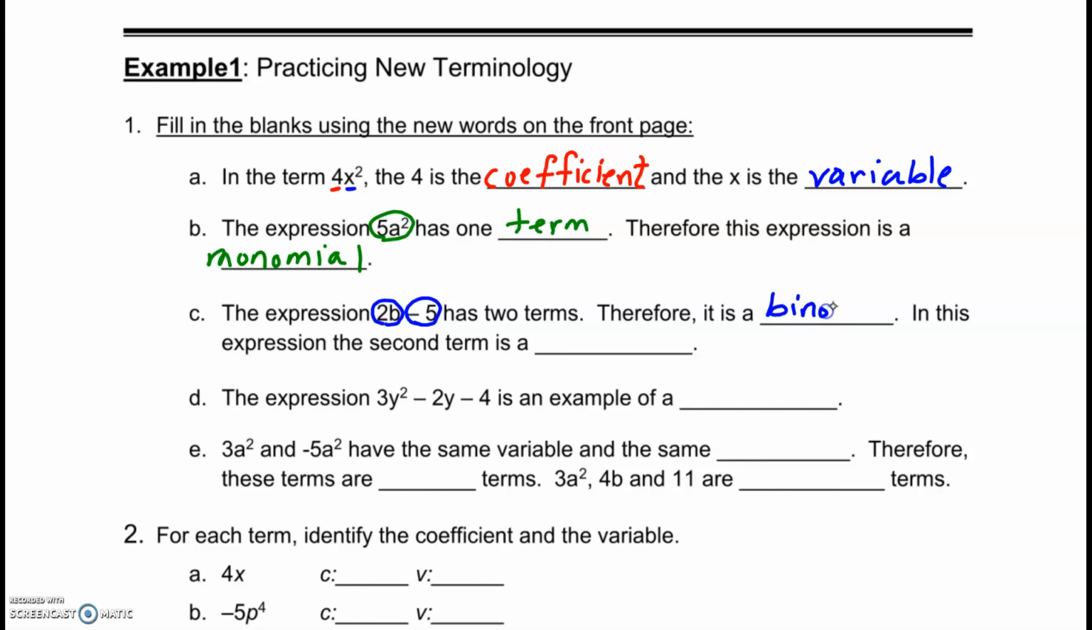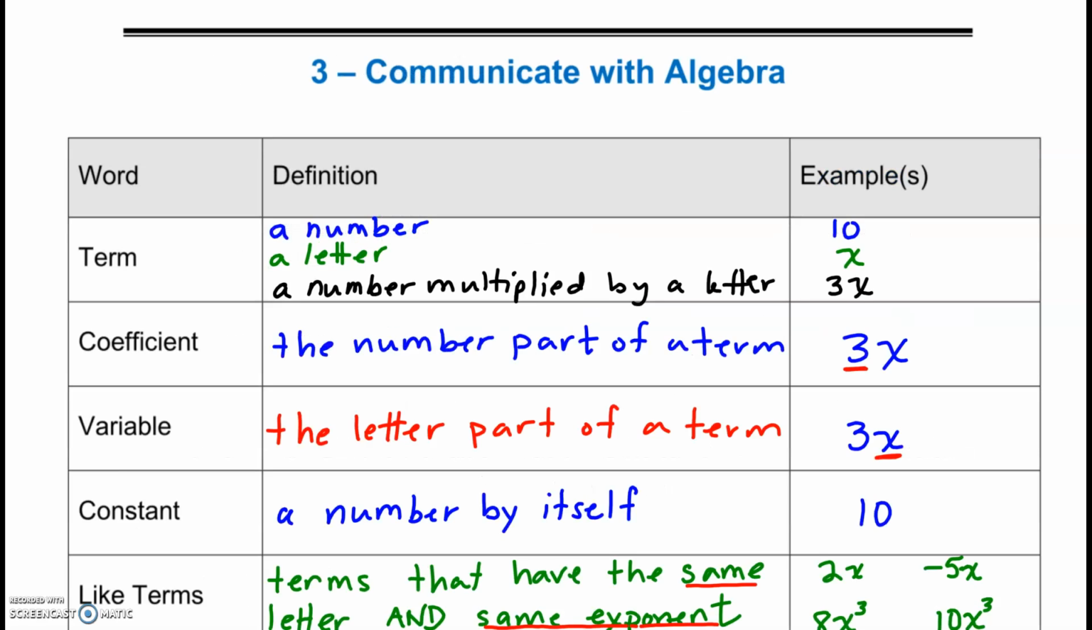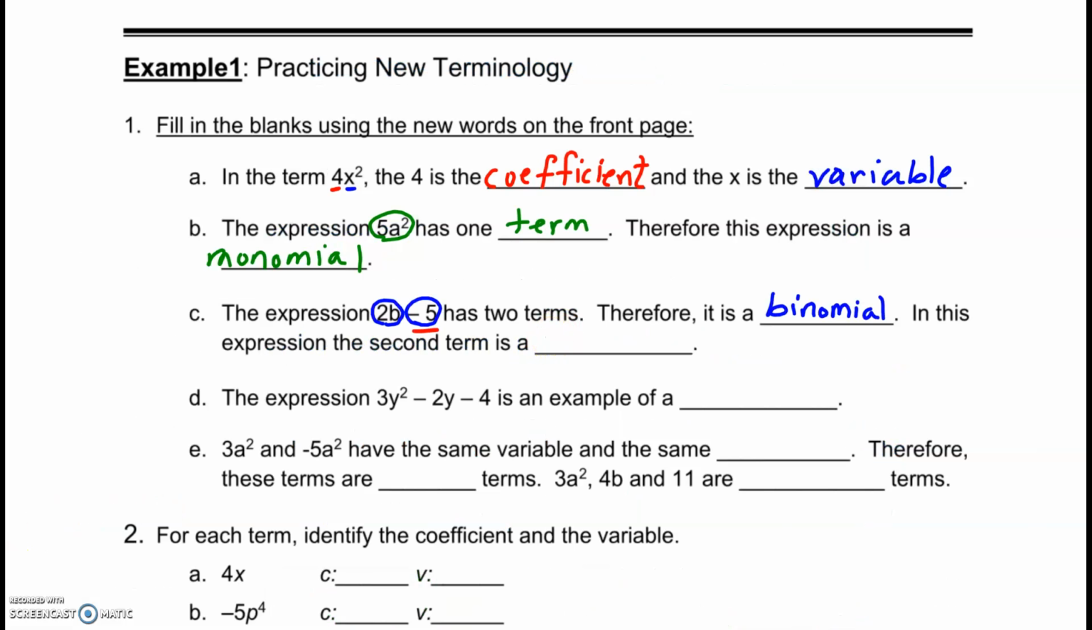Remember, two terms, two wheels on a bike. So bicycle, binomial. In this expression, the second term is, well, let's look at that second term. It's right here. That second term is a number by itself. And if we go back to our definitions, a number by itself is right here, this 10. A number by itself is a constant. Okay, so let's fill that in. That is a constant.